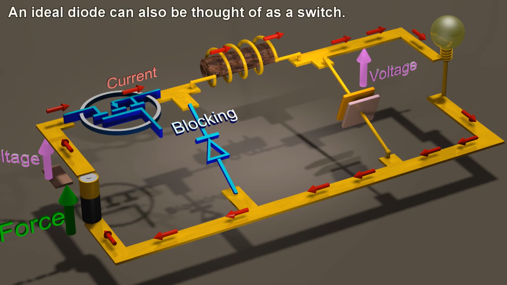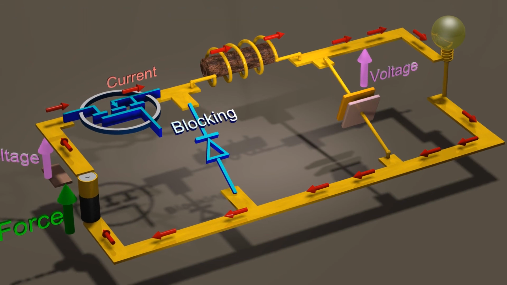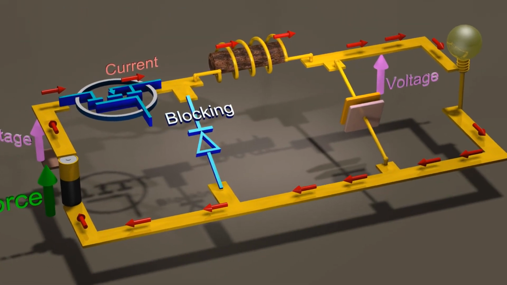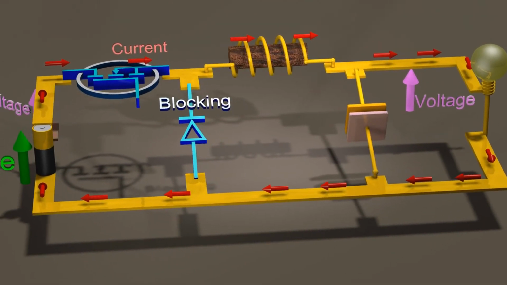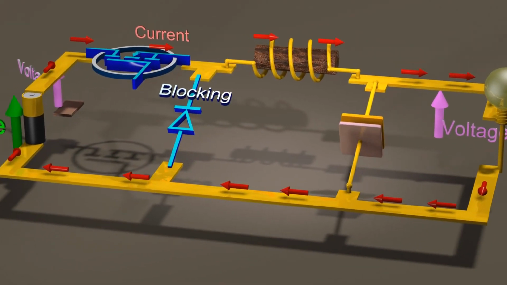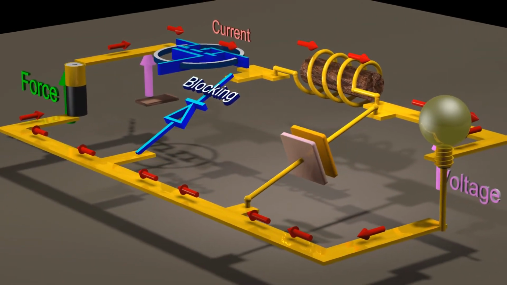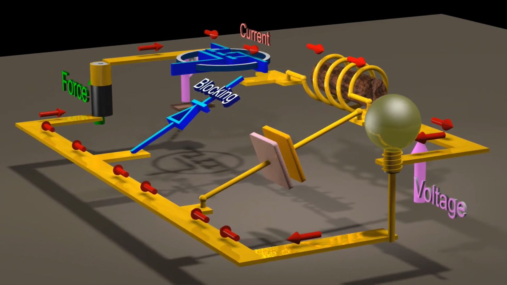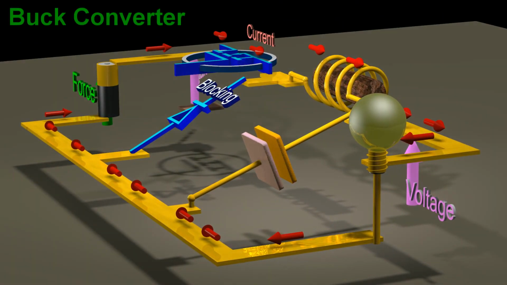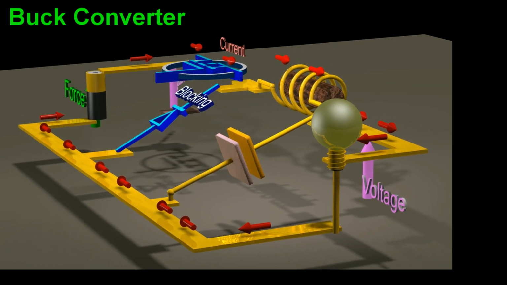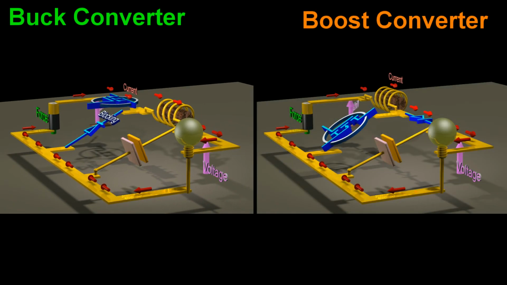An ideal diode can also be thought of as a switch. The diode is an off switch when it is blocking current from flowing in the reverse direction, and the diode is an on switch when current flows in the forward direction. The buck converter uses the exact same components as the boost converter, just arranged differently.